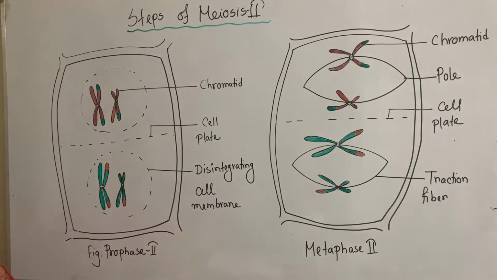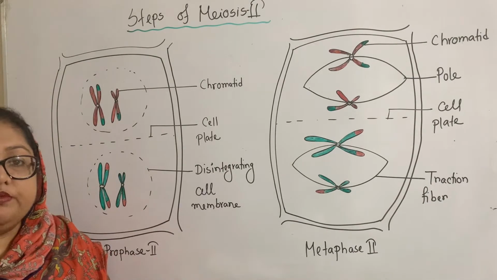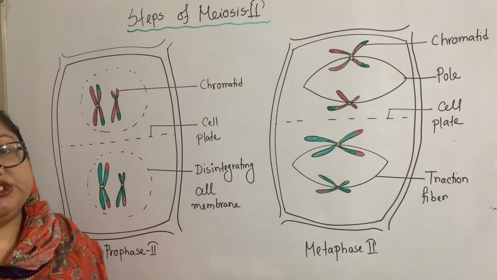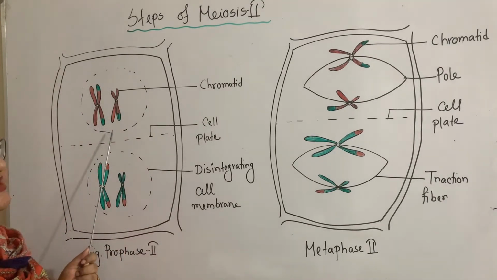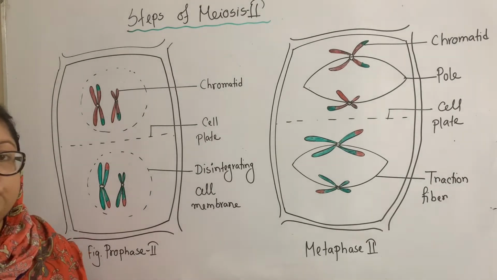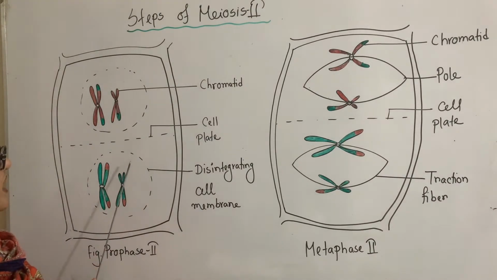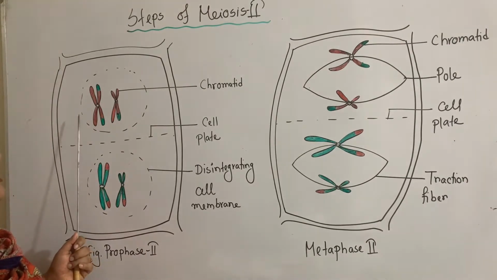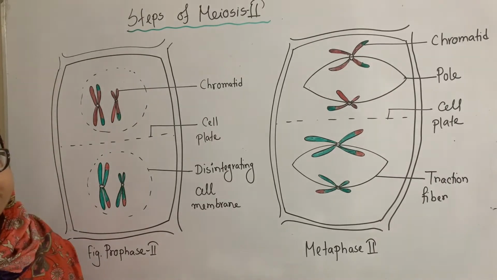Now, what happens during prophase 2? During this step, the chromosomes become shorter and thicker due to the dehydration of nuclei. At this stage, the chromosomes can be observed under a compound microscope. At the end of this stage, the nuclear membrane and nucleolus disappear. And during this prophase 2, the chromosomes become divided into two chromatids.